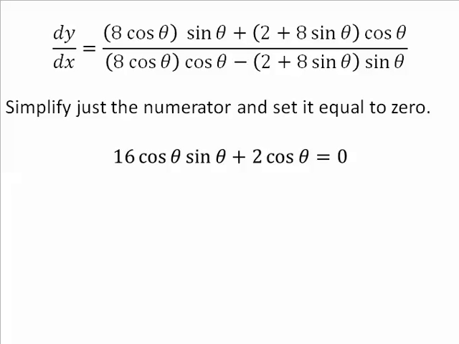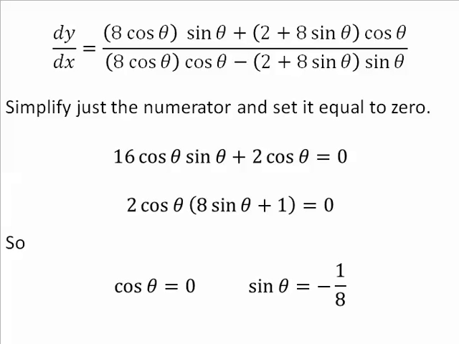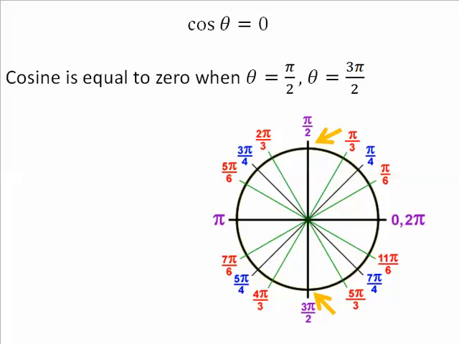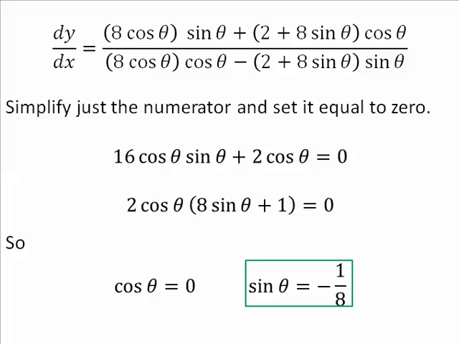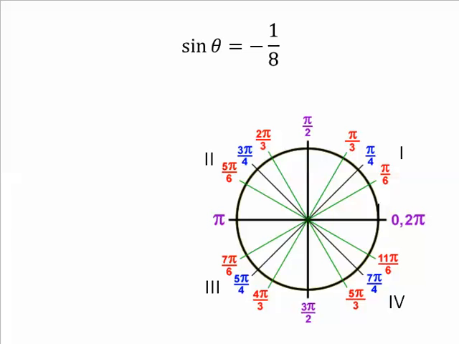Alright, so where does the numerator equal 0? I factor out 2 cosine theta, and I get two solutions. Cosine theta is 0, or sine theta equals -1/8. Finding where cosine theta is equal to 0 is a pretty straightforward process. Finding where sine theta is equal to -1/8 is not a straightforward process. This takes a lot of work, and you have to remember inverse sine and how it works.